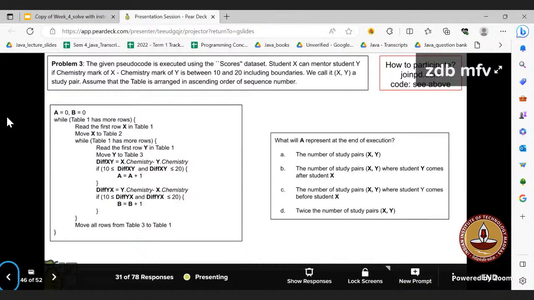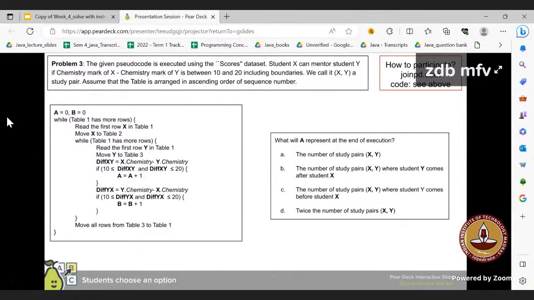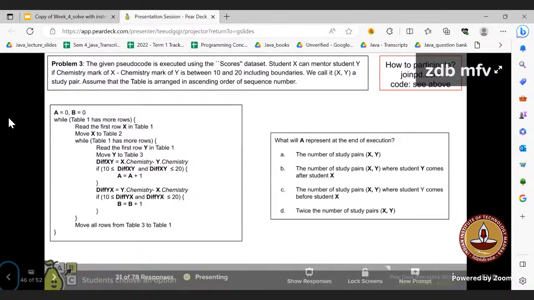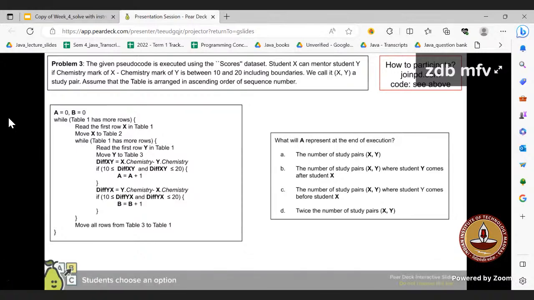No, B will be the number of study pairs x comma y, where student y comes before student x. Okay, B, actually we are not asked for B. It is not mentioned in the question. That is fine, but if it is asked what is B, then it is the number of study pairs x comma y, where student y comes before student x.